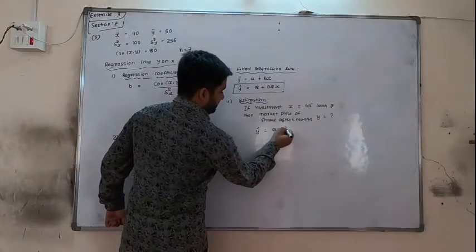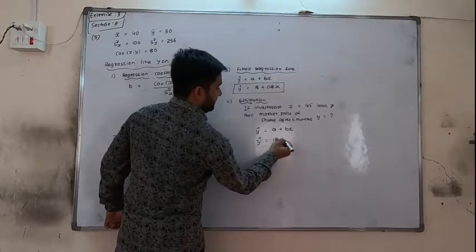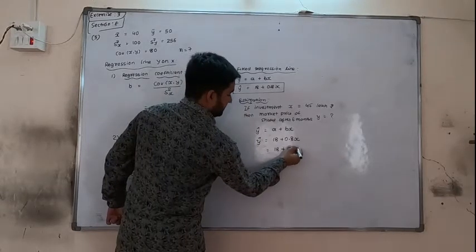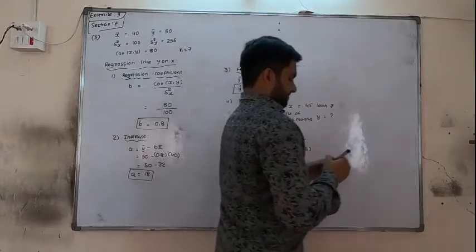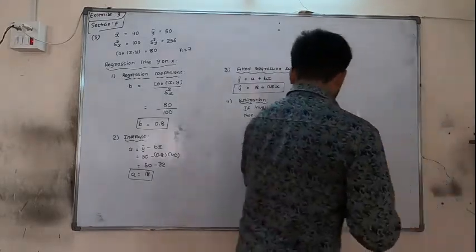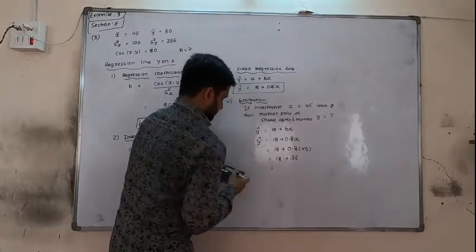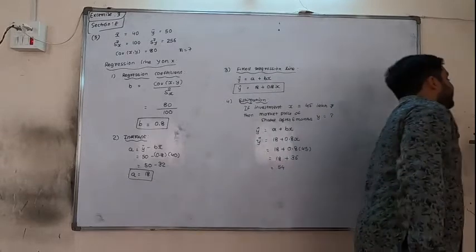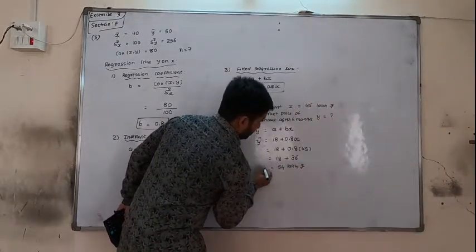Y cap is equal to a plus bx, y cap is equal to 18 plus 0.8x. 18 plus 0.8 into 45. 0.8 into 45 is 36, plus 18 is 54, and that is in lakh rupees. Unit of y is also lakh rupees.